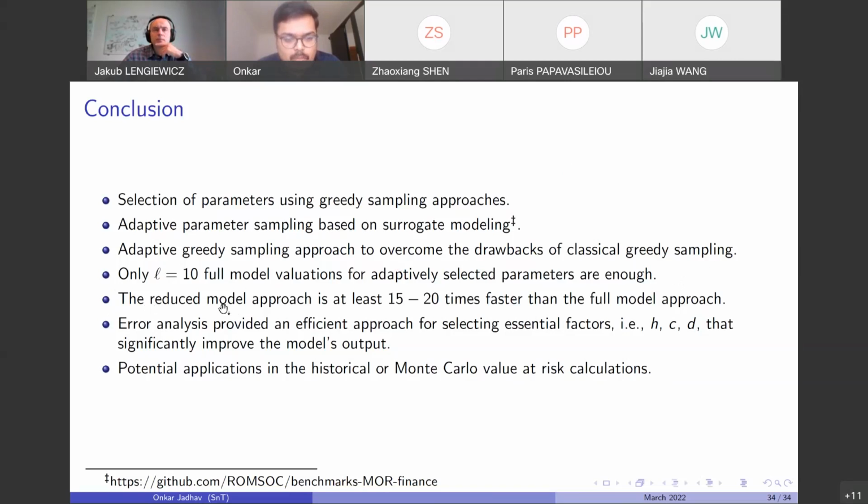Also, the developed reduced order model is at least 15 to 20 times faster than the full order model approach. And the error analysis also provided a nice approach to select the grid size, the number of sample parameters, and the reduced dimension, which significantly improved the overall model's output. So this whole framework shows quite nice potential in financial risk analysis, considering the historical or Monte Carlo value at risk calculations. If you are interested, these algorithms and the codes are available on Git under the banner ROMSOP. You can check that out as well.